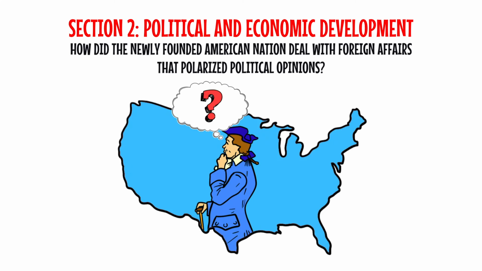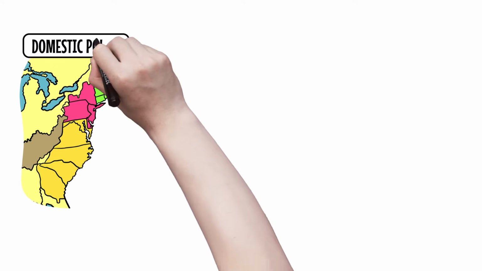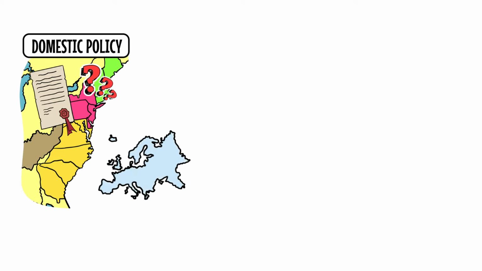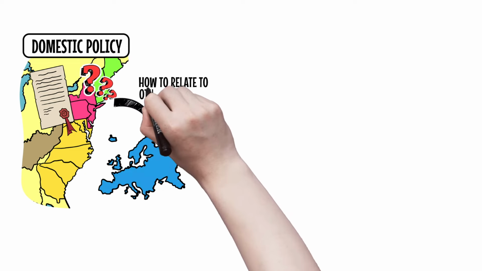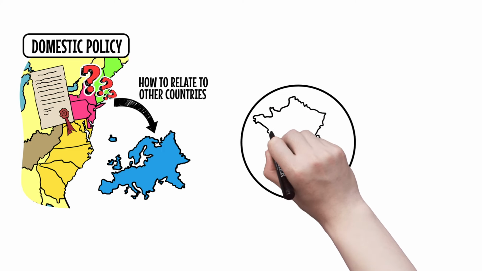How did the newly founded American nation deal with foreign affairs that polarized political opinions? Domestic policy was not the only thing that Americans disagreed on. As a new nation, they had to decide how to relate to other countries as well. Figuring out the best foreign policy turned out to be a tricky task. The first major challenge was France.